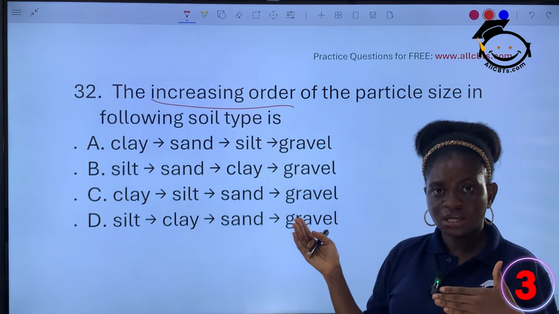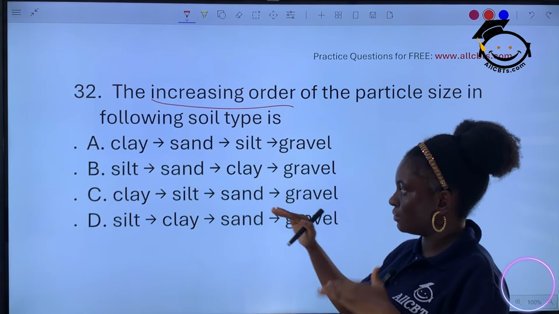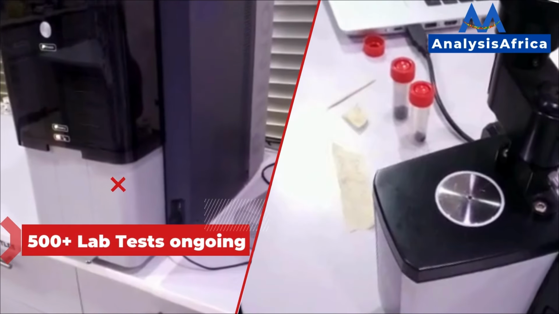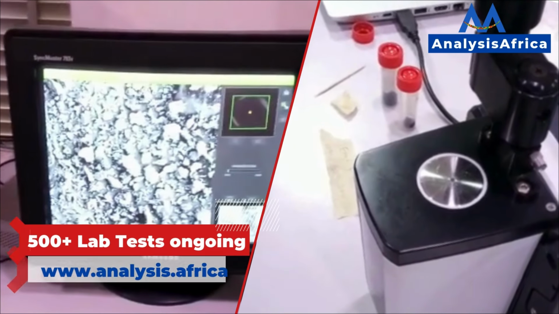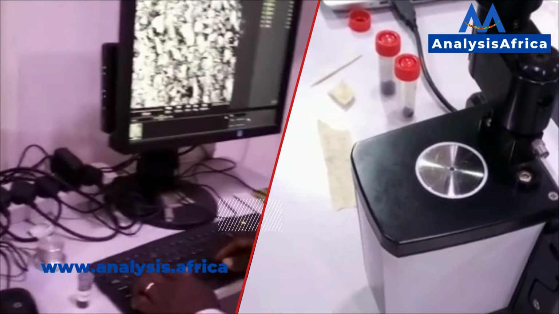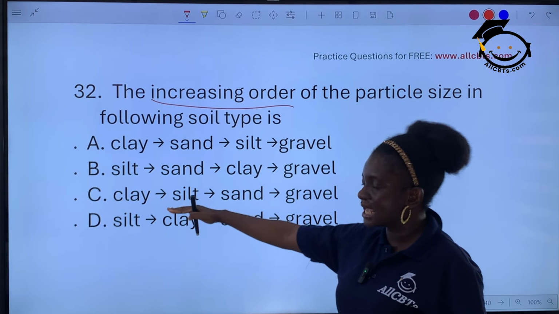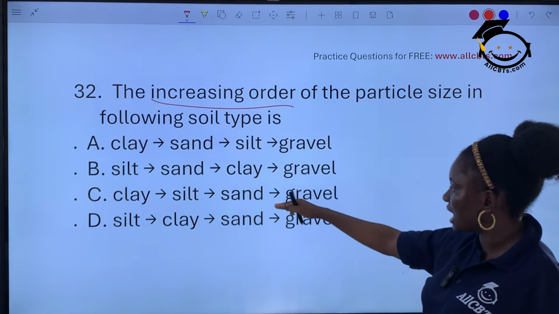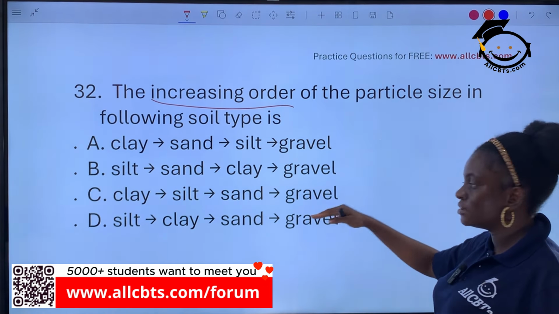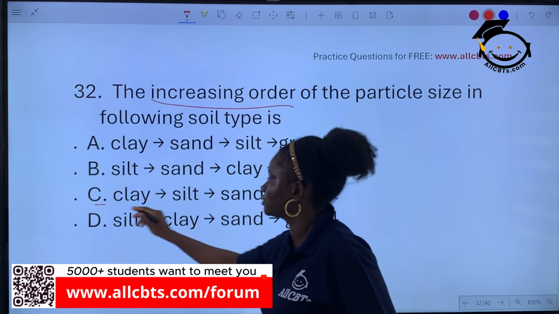Is silt. So now we are getting into the correct answer. So it's clay, silt, sand, and gravel. So this is the correct answer, option C.